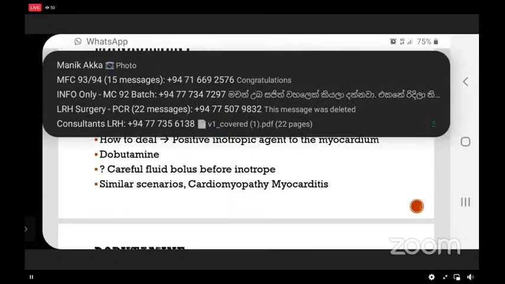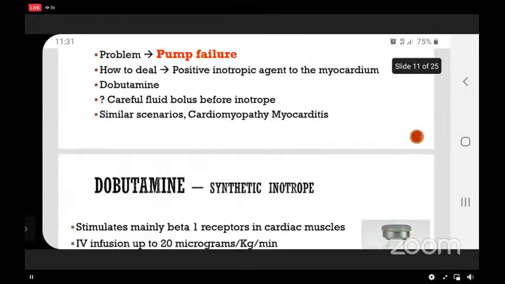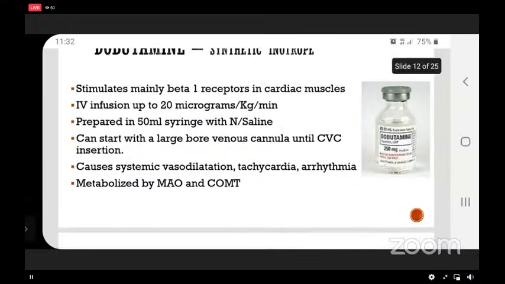Similar scenarios you can get in cardiomyopathies and myocarditis as well. So we'll talk about dobutamine. It's a synthetic inotrope. It mainly stimulates beta-1 receptors in the myocardium, and you can start it as an IV infusion through a syringe pump. You can go up to 20 micrograms per kilogram per minute, and you can prepare this medicine in a 50 ml syringe with normal saline. And you have to have a central venous catheter or CVP line to give this medicine. But until such a line is available, probably you can start this medicine with a good large-bore venous cannula.